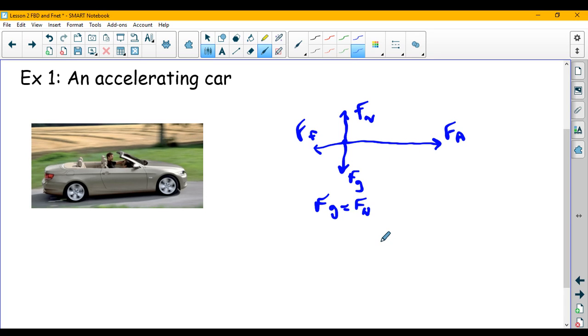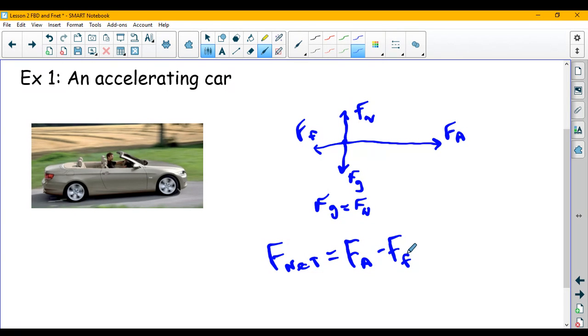Now this means I now have a net force, and I can calculate that net force if I know the values of the forces, because my net force will always be whatever's moving me forward, in this case, my applied force, minus whatever's slowing me down, in this case, my friction force.